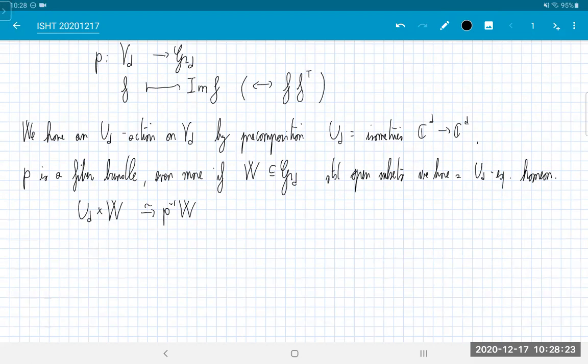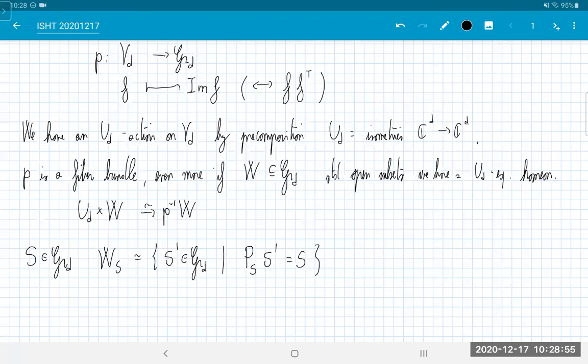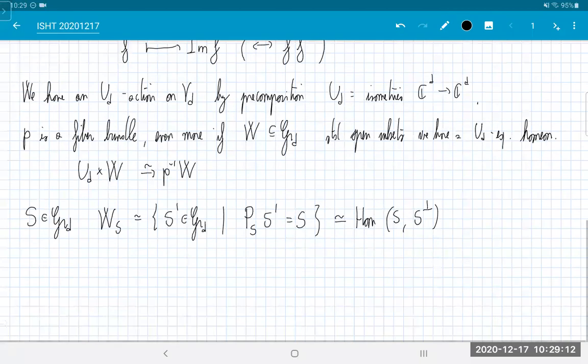So remember this W was determined by the choice of a subspace, which now I want to call V, but I probably shouldn't. But given S in GRD, remember WS is the set of all S prime in GRD such that the orthogonal projection is surjective when restricted to S prime. And this was homeomorphic to Hom from S to S orthogonal, and the homeomorphism just sends a map from S to S orthogonal to its graph.